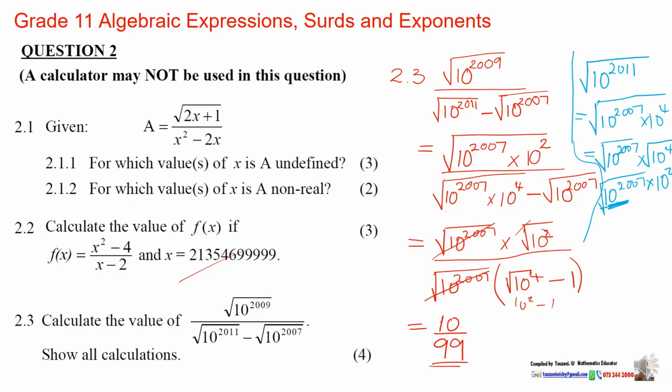Then this 10 to the power 2007 is the one that we divided at the bottom and the top to remain with those two other numbers. So you must be able to do this. It comes from laws of exponents. The square root of AB is exactly the same as the square root of A multiplied by the square root of B. This is under the laws of exponents and surds. So for question number 2.3, the answer is 10 over 99, solved using the method of factorization.